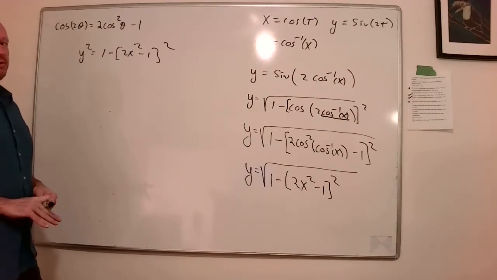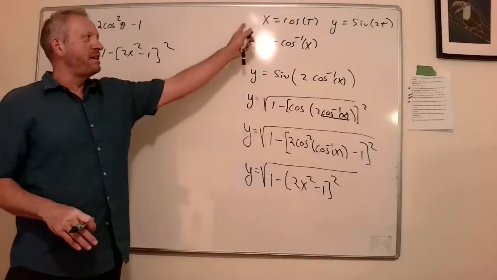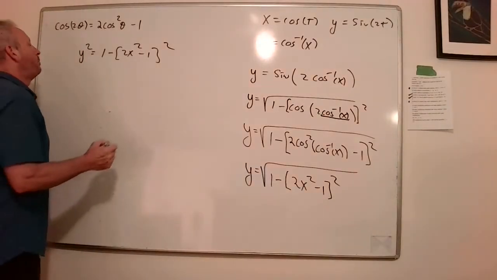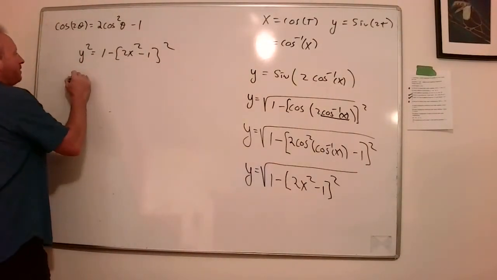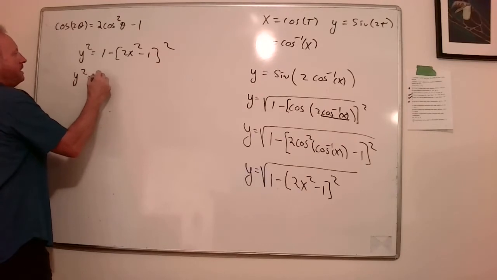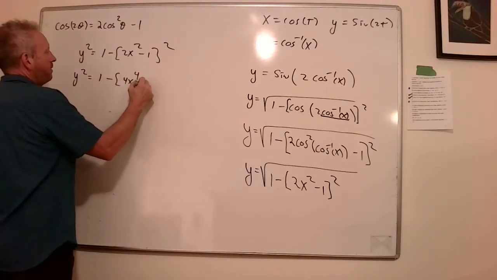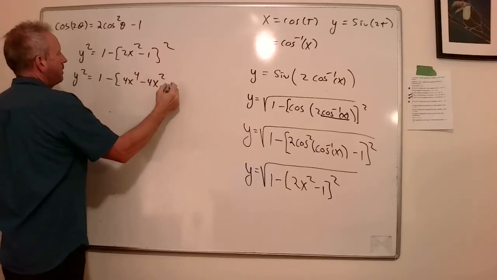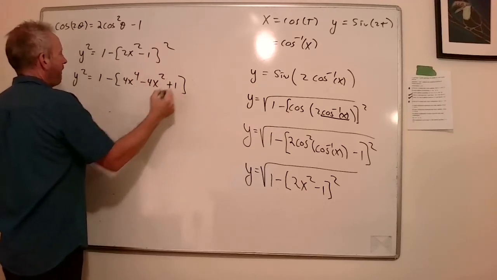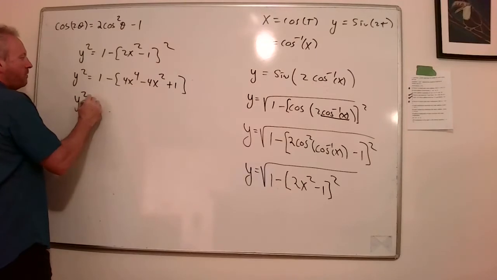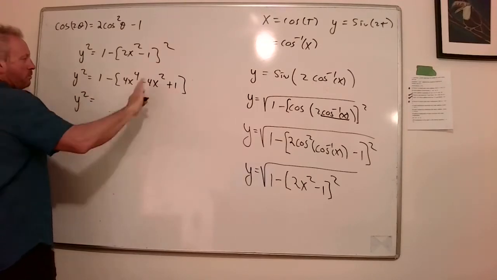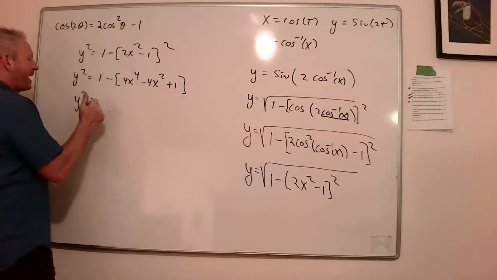Boy, I'm really tempted to do something off camera right now, and that's to throw that into Desmos and see where we're headed here. But hey, let's multiply this out. Yuck. Equals 1 minus, and what would we have? 4x to the fourth minus 4x squared plus 1. And then go one step further. Look, we'll have 1 minus 1. They'll be gone. I guess that's kind of a good thing.